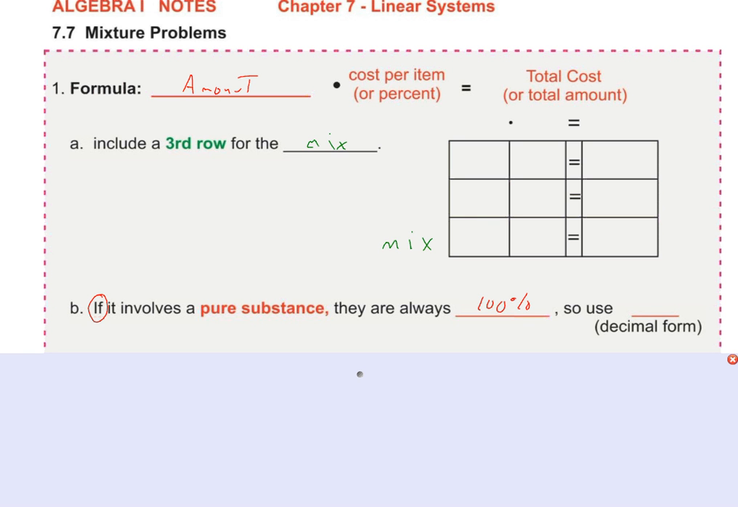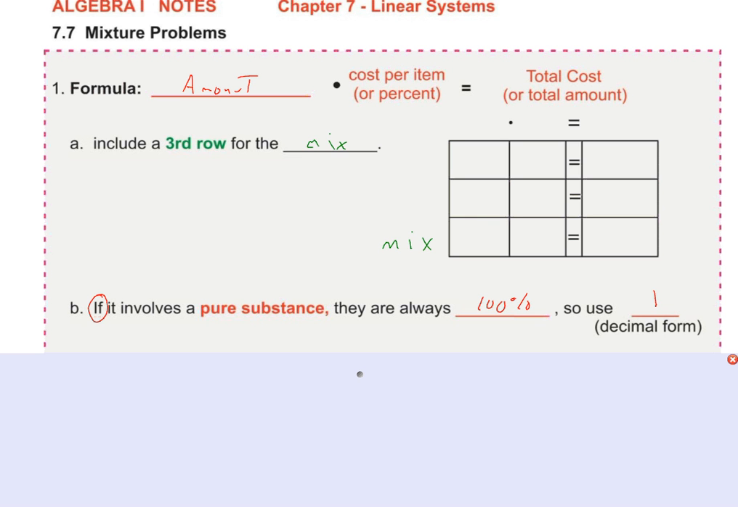All right, and 100% in decimal form is 1. So just be aware of that. If you come across a pure substance in a mixture problem, you got to use 1 in the percents.